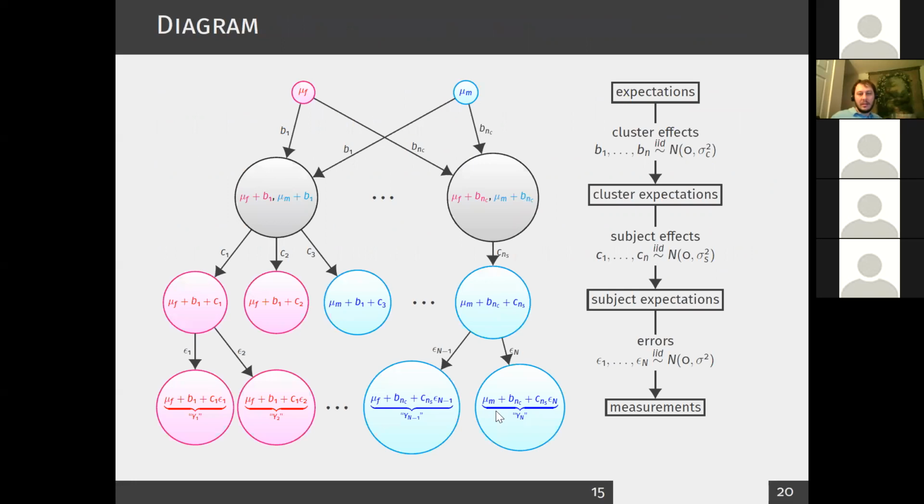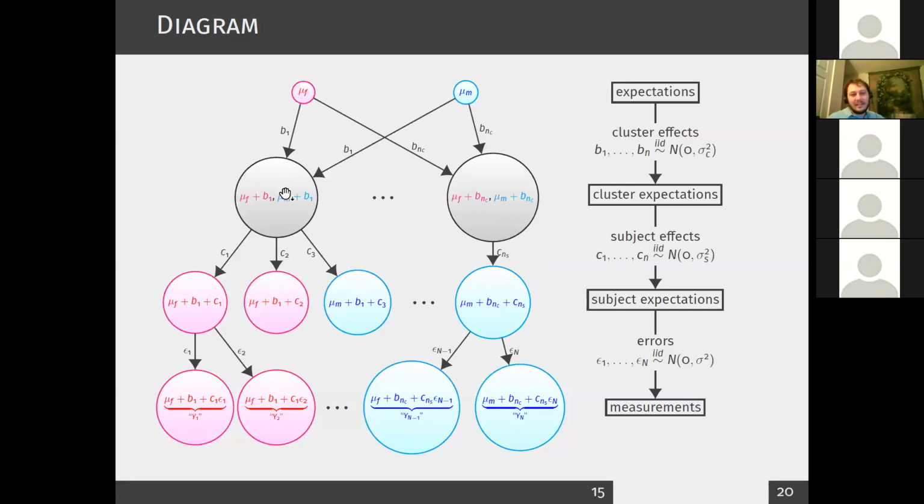Here's the diagram. There's an expected female SAT score, expected male SAT score. Every school has its own effect. School 1 has effect B1. So its female expected SAT scores are the overall female expectation plus B1. Its male expected SAT scores are the overall male expectation plus B1. All the way to mu F plus B N sub C, except I have to use N sub C and N sub S because I've got a number of schools, number of clusters, and a number of subjects.